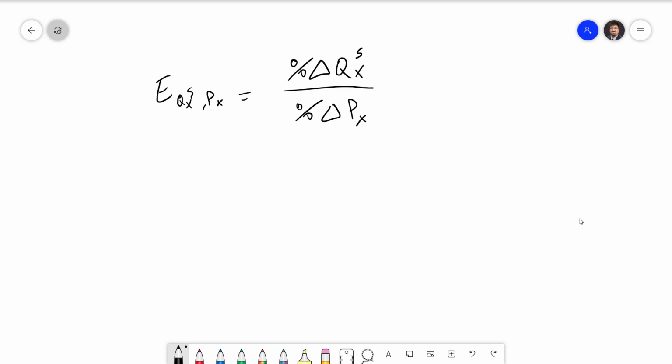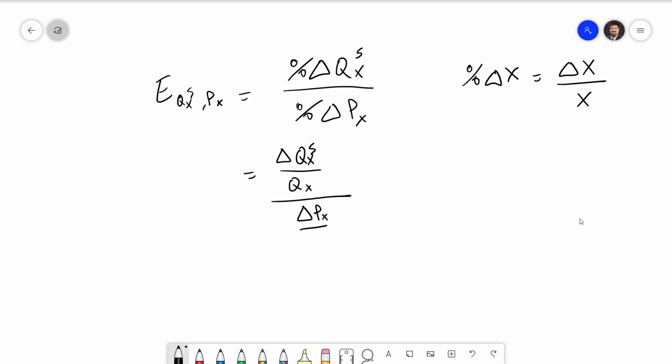Let's dig a little bit deeper into calculating the price elasticity of supply. Just like with the own price elasticity of demand, we can use the definition of a percent change in a variable, which is the change in the variable divided by the current level. Plugging these in, percent change in quantity supplied becomes the change in quantity supplied of good X divided by the quantity of good X, all that divided by the change in the price of X over the price of X.